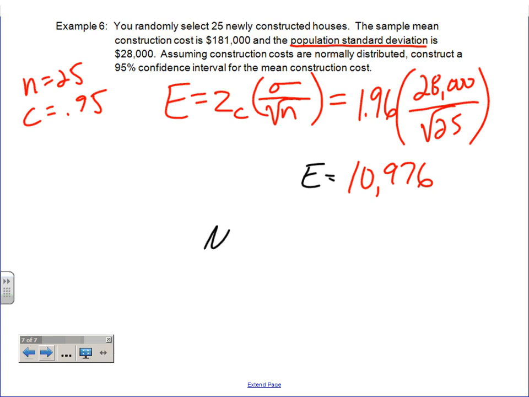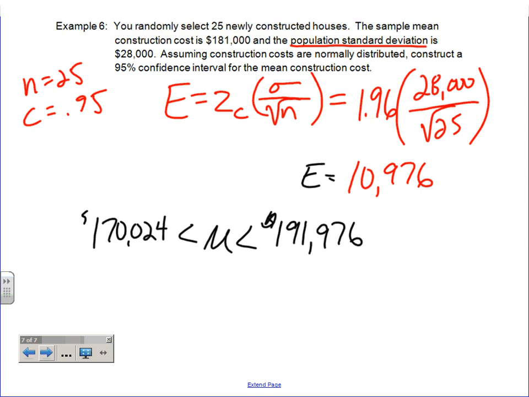What that means is I've got to go from the mean both directions. And our mean is 181,000, so I got to go 181,000 plus minus that, right? And so I got 170,024 and 191,976.